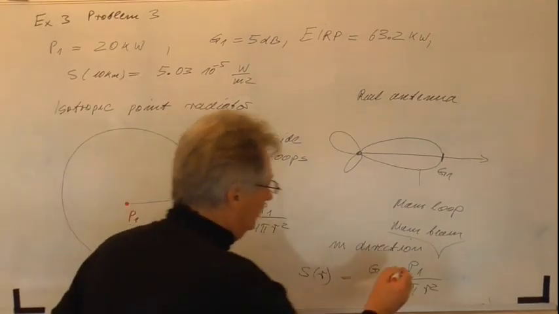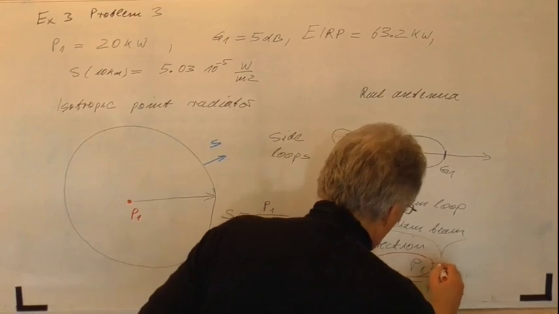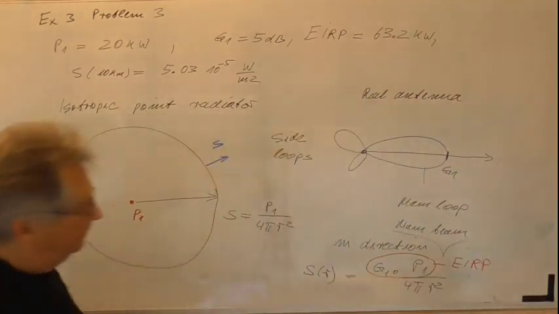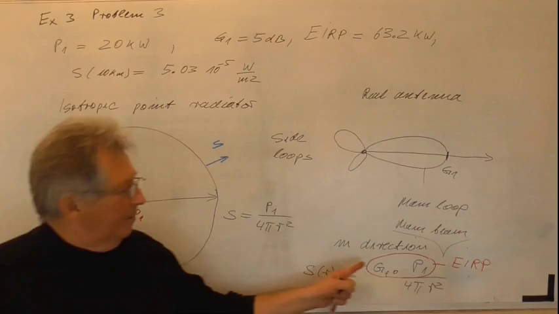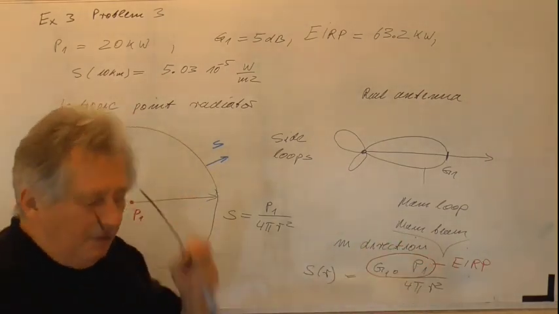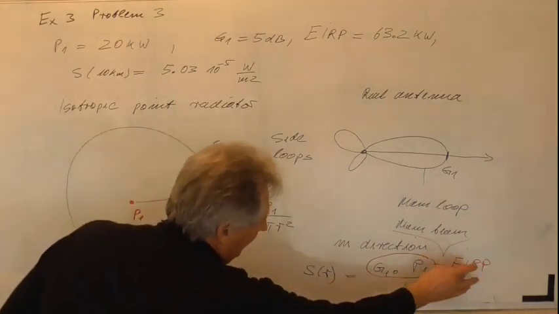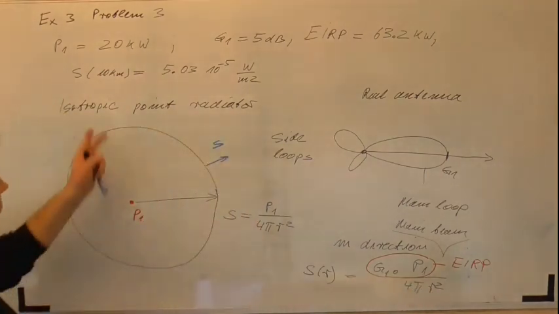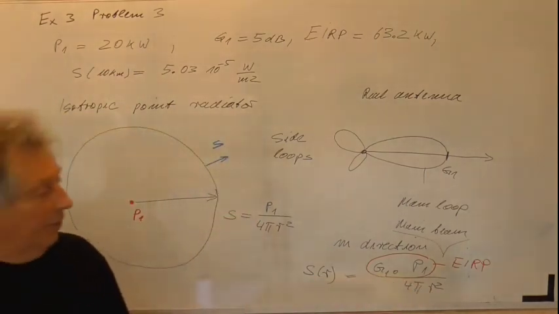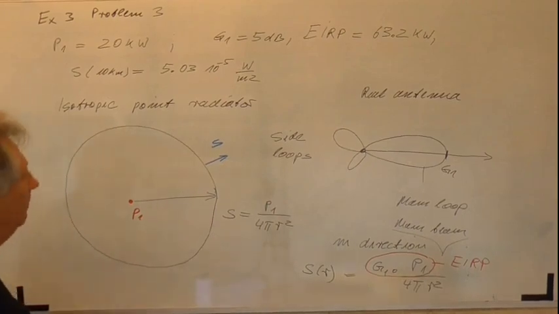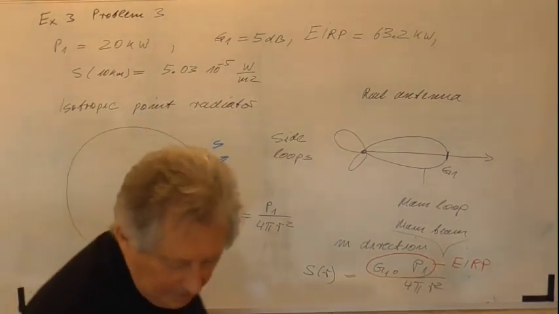Here you have in principle now the effective isotropic radiated power. So it seems that in the direction of the main beam a much higher power is radiated. But in total, if I insert this in this equation, then I again assume an isotropic point radiator. Good. So, further questions? Then I delete this again here.